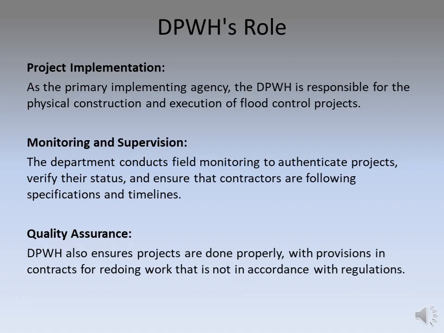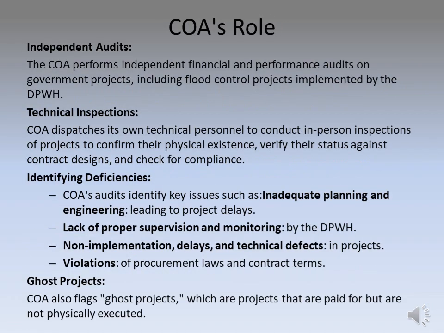Quality assurance. DPWH also ensures projects are done properly, with provisions in contracts for redoing work that is not in accordance with regulations. COA's role. Independent audits. The COA performs independent financial and performance audits on government projects, including flood control projects implemented by the DPWH.